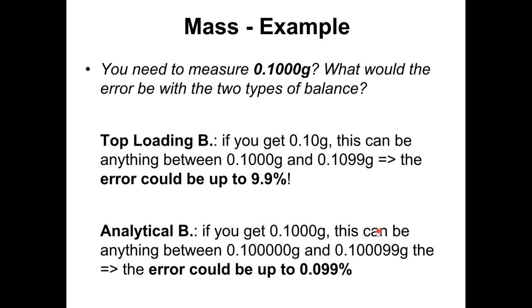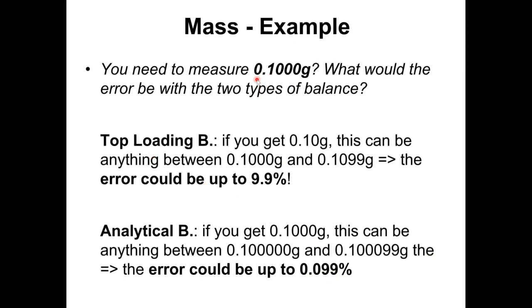Or worst case scenario possible is 0.100, and these two additional decimals there will be 99 grams. But in this case, if you do your calculation, you will see that this error is 0.099%. So much smaller, 100 times smaller, not surprisingly, than the one you would get with a top-loading balance. And therefore, this measurement, even in the worst-case scenario, will be the most accurate you can get between the top loading and the analytical balance. That's the reason why you will use an analytical balance for this small mass.